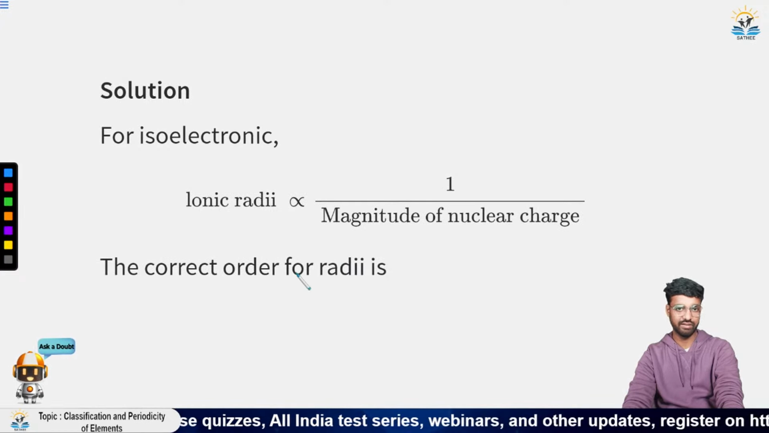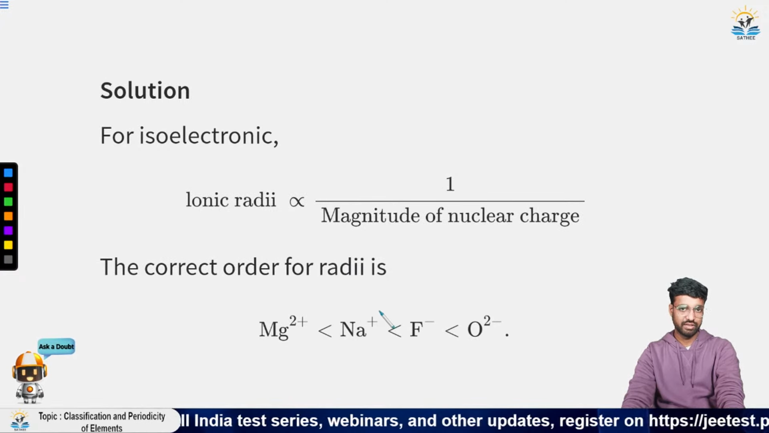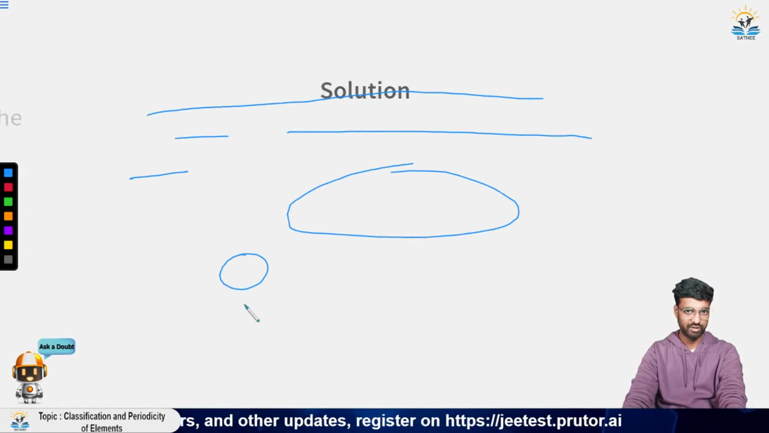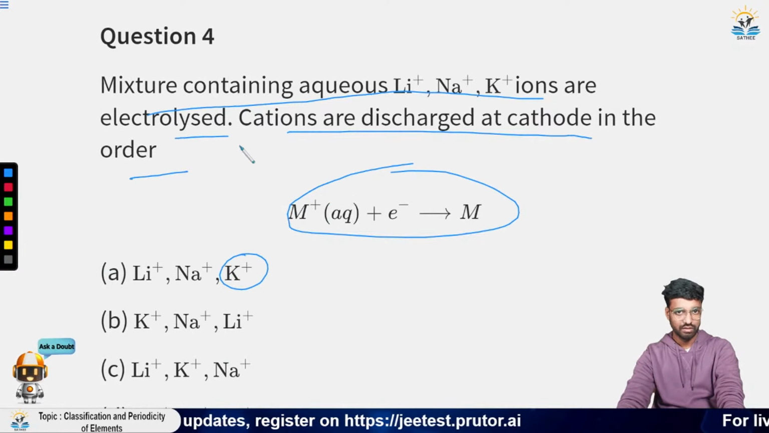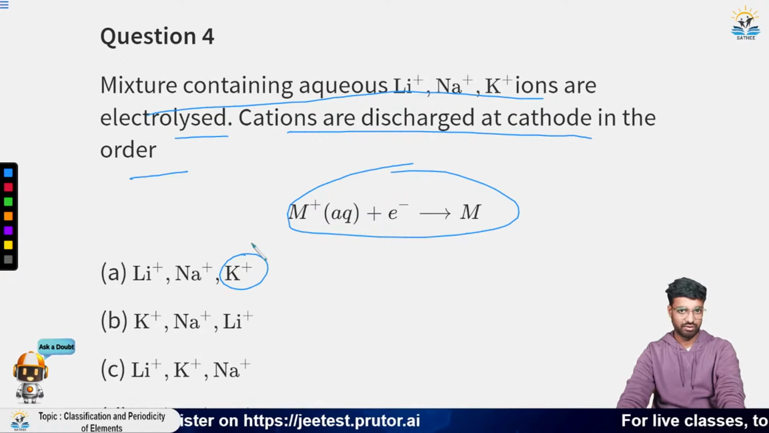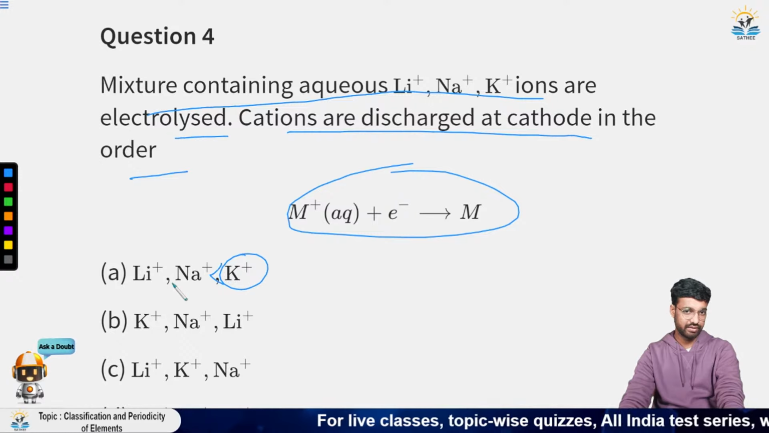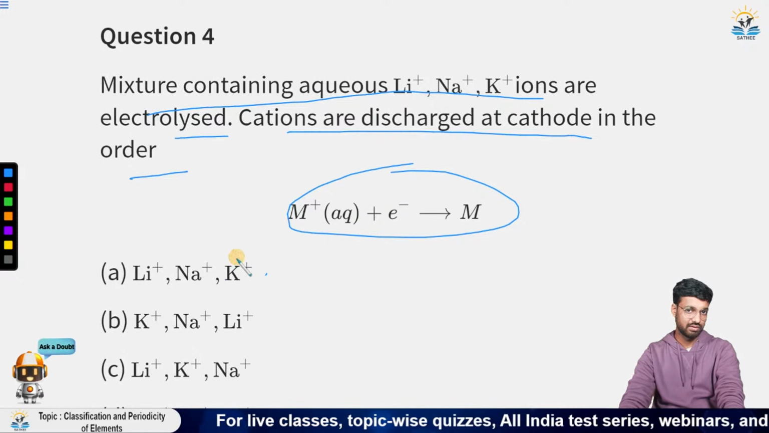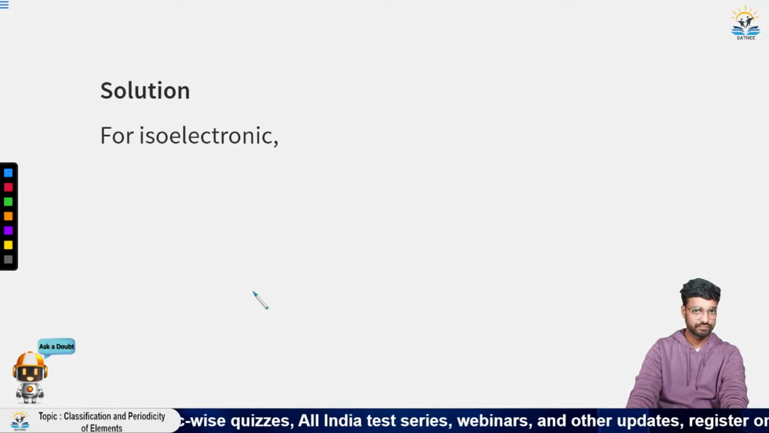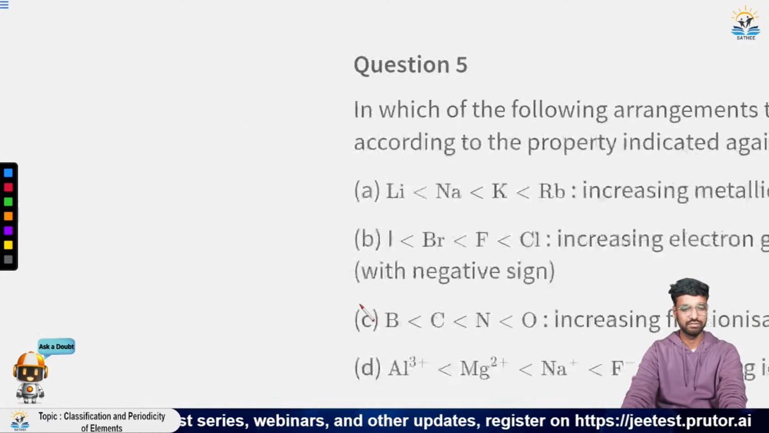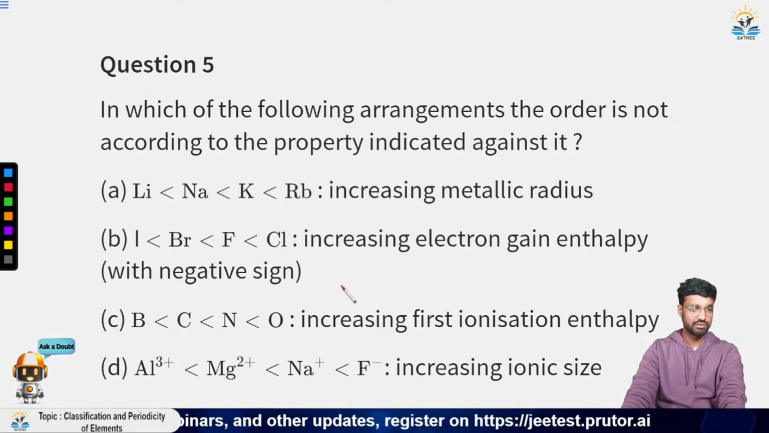So this is the ionic radii. This is the long solution that I put here, so let me do it for you. The cations are discharged at the cathode. Potassium has the largest size, so this will have the smallest ionization energy. Okay, so this will be the order. Actually, this is the wrong solution, sorry for that. Now this is the last question today that I will solve.